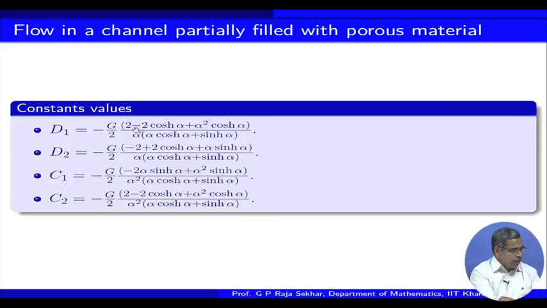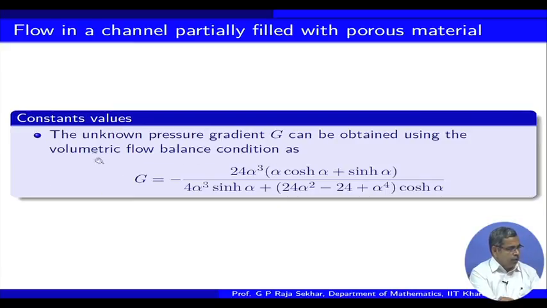Okay. So, this is the structure, and as you can see the pressure gradient is sitting very much here. We balance the volumetric flow rate, then eliminate and determine the pressure gradient.